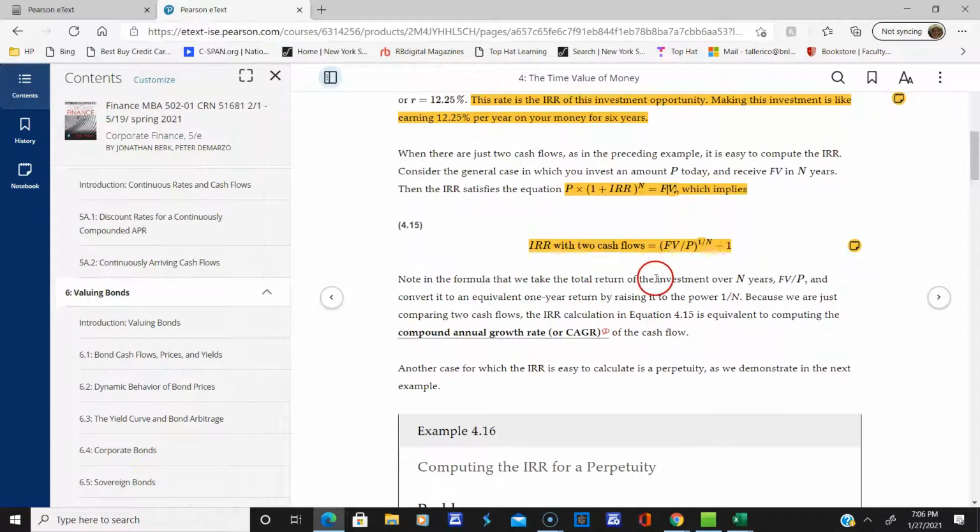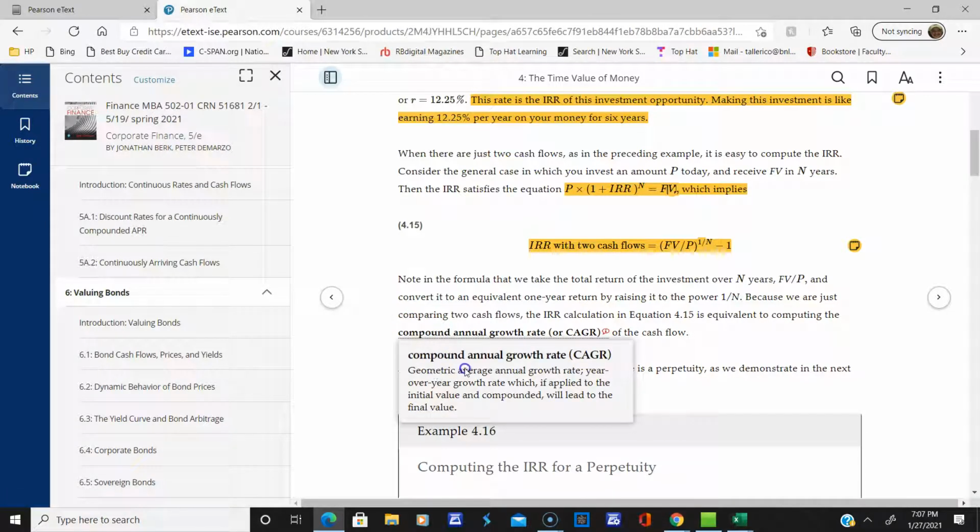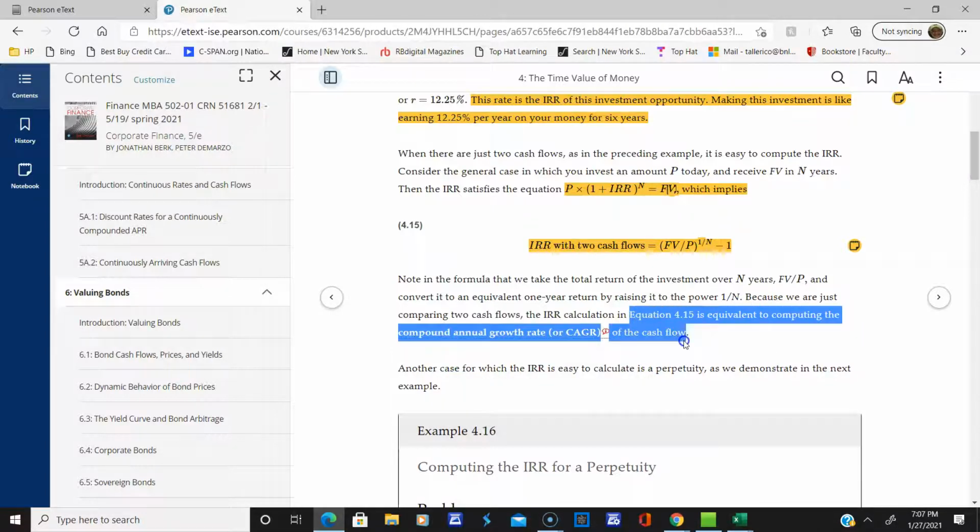We take the total return of the investment over n years, which is FV over P, and convert it to an equivalent 1-year return by raising it to the power of 1 over n. Because we are just comparing the two cash flows, the calculation is equivalent to computing the compound annual growth rate, which we will learn more about later. The definition of the compound annual growth rate is the geometric average year-over-year growth rate which, if applied to the initial value and compounded, will lead to the final value. So this is the compound annual growth rate.